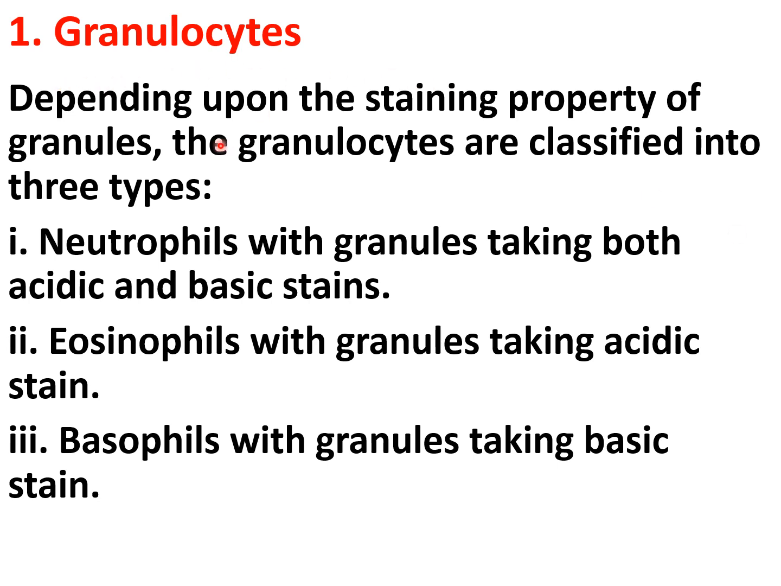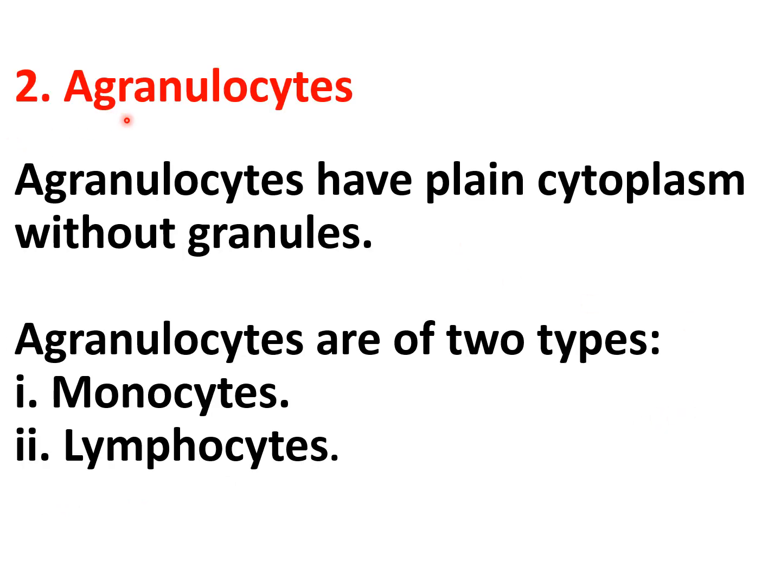Now granulocytes. Depending upon their staining property, granulocytes are classified into three types: neutrophils, with granules taking both acidic and basic stains; eosinophils, with granules taking acidic stain; and basophils, with granules taking basic stains. Now agranulocytes. Agranulocytes have a plain cytoplasm without granules. Agranulocytes are of two types: monocytes and lymphocytes.